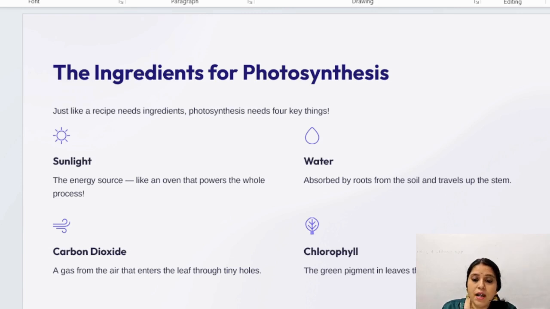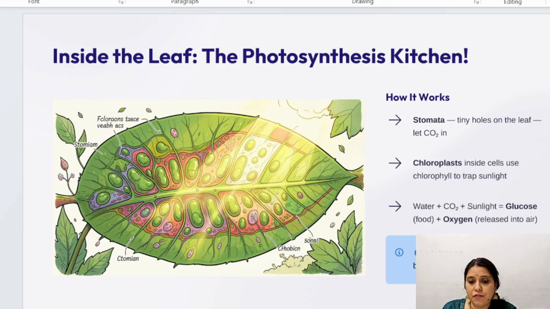Now let us understand what is present inside the leaf. Let us quickly enter the secret kitchen, that is the leaf. Inside a leaf, as you can see on my screen, leaves have tiny holes called stomata. Tiny means really tiny, children, smaller than your exam handwriting. That means you cannot see them with naked eyes. Stomata are very, very small.